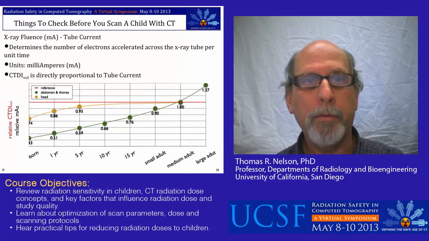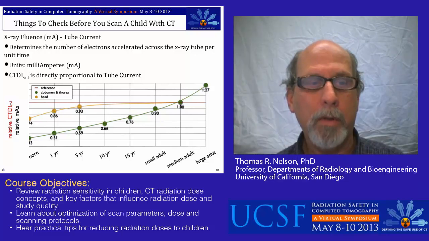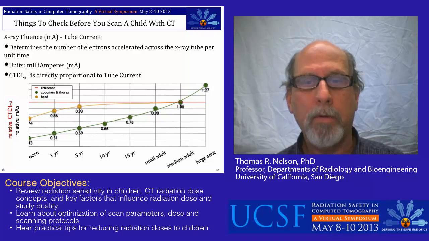The X-ray fluence, or tube current, determines the number of electrons accelerated across the X-ray tube. This also determines the number of X-rays produced. It's given in units of milliamperes. The dose is directly proportional to the tube current, for all other parameters being fixed. The graph at the bottom shows the relative beam current across a range of body sizes for both head and abdominal studies. Since the mAs is also a proxy for the dose, we can see that by taking into account the patient body size, we can achieve significant reductions in the dose by reducing the mAs.